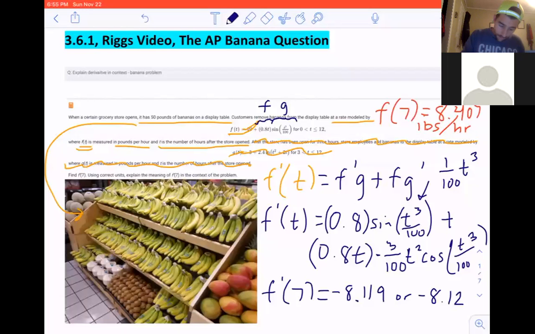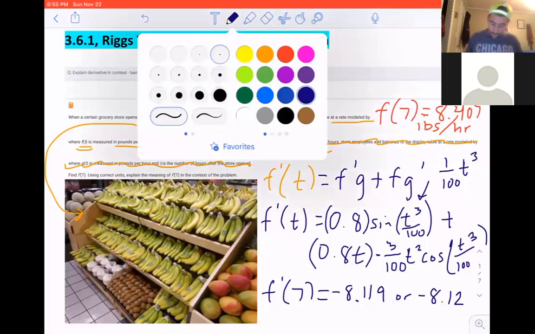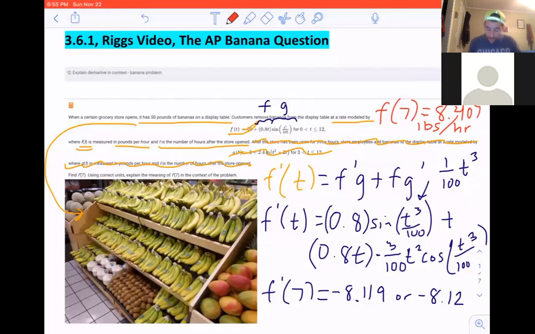Okay, so we're saying that f prime of 7 is equal to negative 8.119. Again, AP test, round to the third decimal place. You could actually get away leaving it as this answer, or you could round and you would get negative 8.12. They took either of those. But if you left it at this, you actually lost points because you didn't answer the full question. The question was, using correct units, explain the meaning of this in the context of the problem. And that's hard to do, so let's talk about what this could mean.